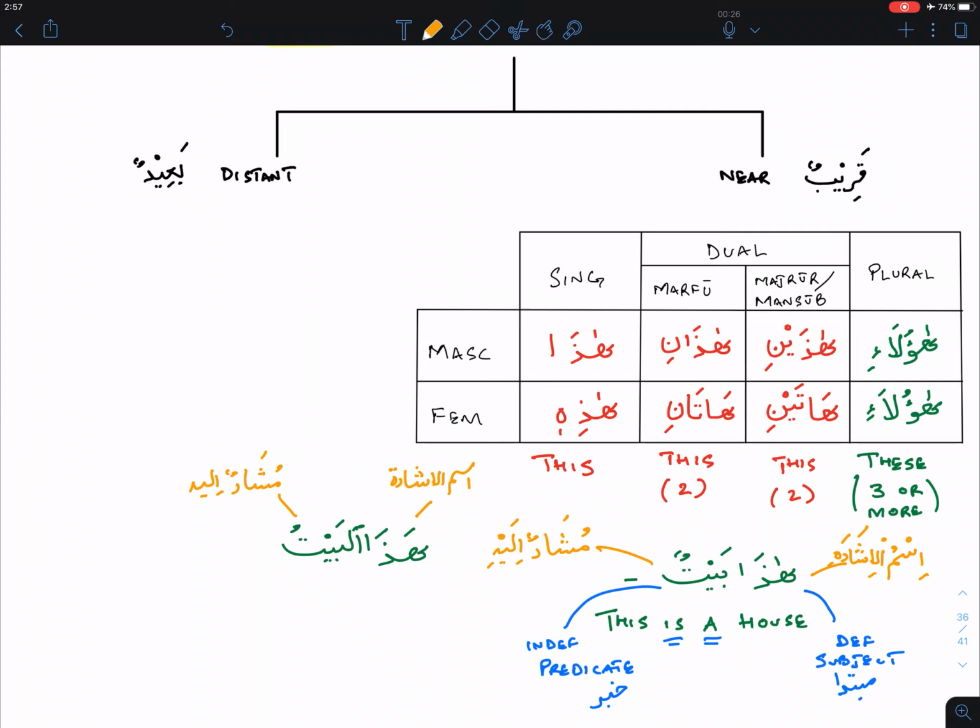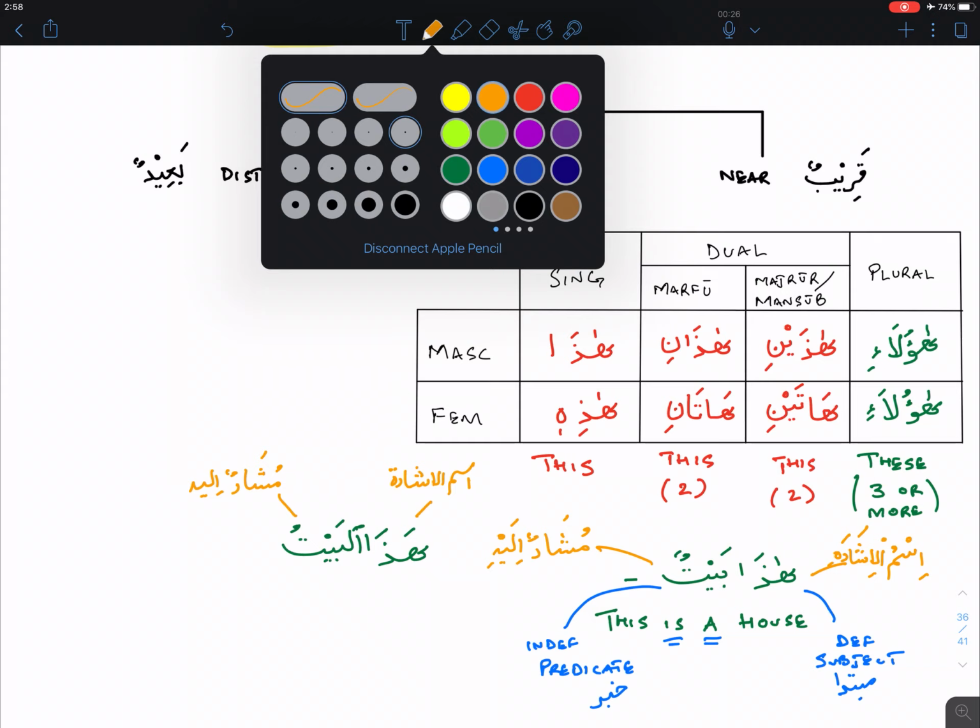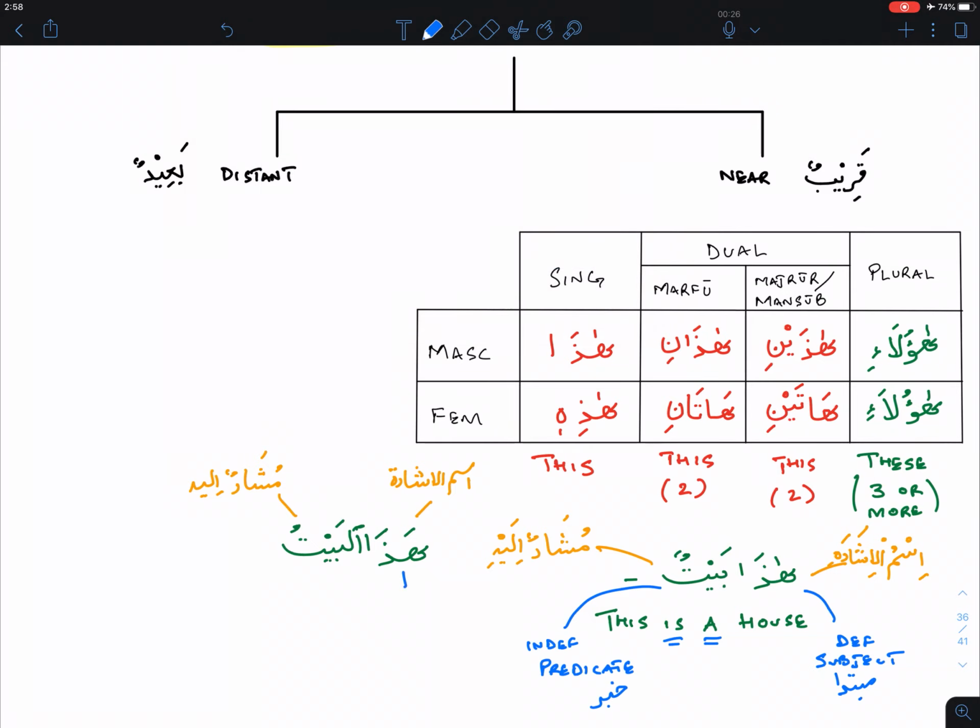Okay, now notice something here. Let's go through this word here. Is it definite or indefinite? Well, hada is Ismul Ishārati, its demonstrative pronoun we just said is definite, so that's definite. Al-baytu is definite or indefinite? It's definite because of the alif lam and no tanween here. So now you have two definite nouns.